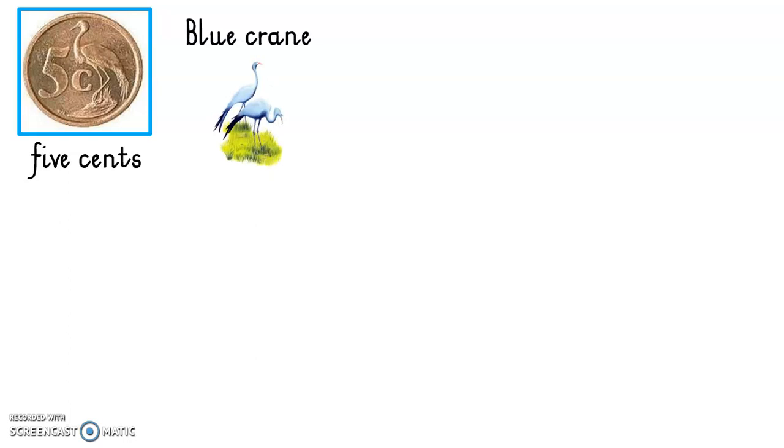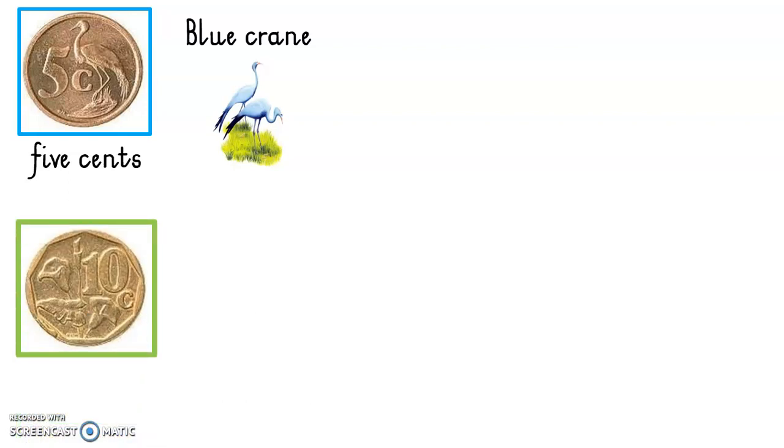The first coin we are looking at is a 5-cent coin. The color of a 5-cent coin is bronze. It's like a shiny brown. A 5-cent coin is written like this, 5 cents. The bird on a 5-cent coin is called a blue crane. A blue crane looks like this, and it's our national bird.